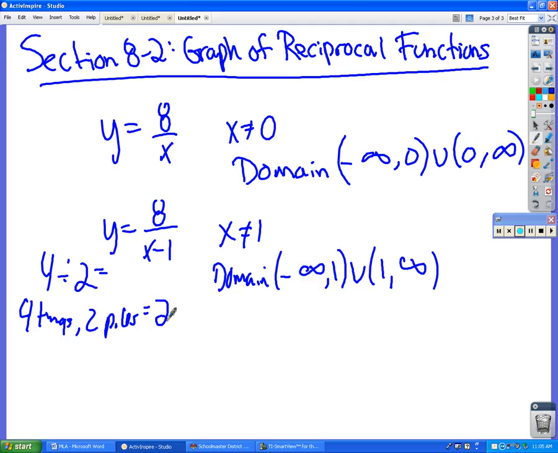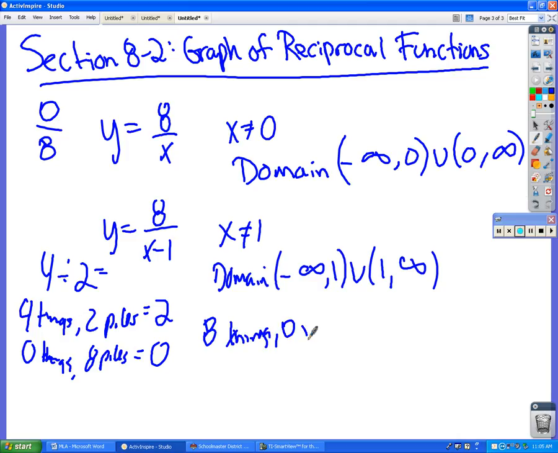2. If I have 0 things, and I want to put them into 8 piles, how much is going to be in each pile? 0. So 0 divided by 8 works. But if I switch that around and say I have 8 things, and I want to put them into 0 piles, how many is each pile going to have? Well, I don't have any piles, so that question doesn't even make any sense. So there's no solution to that.